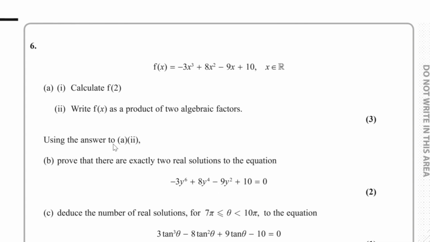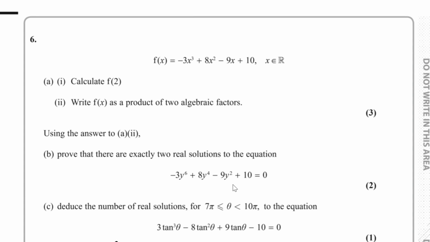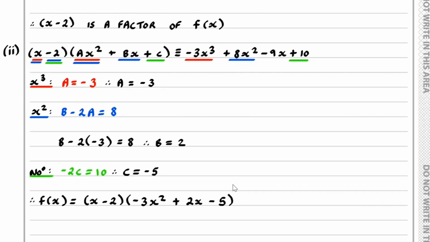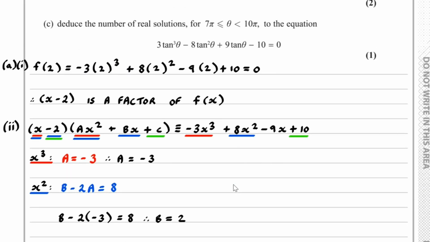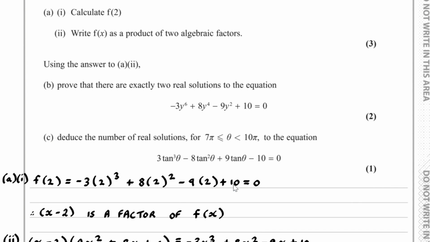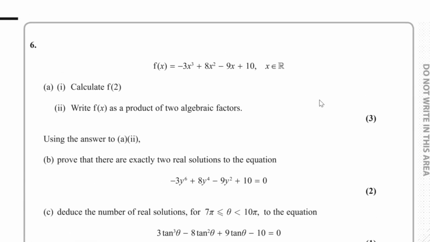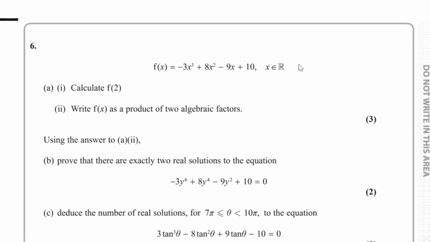And then we have to use our answer to the second part of part A to prove that there are exactly two real solutions to the equation negative 3y to the 6 plus 8y to the 4 subtract negative y squared plus 10 equals 0. Now, what we'll do is we'll call this equation 1, and we'll call this equation here 2.